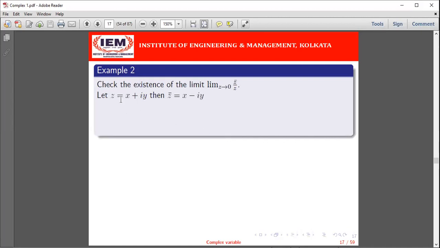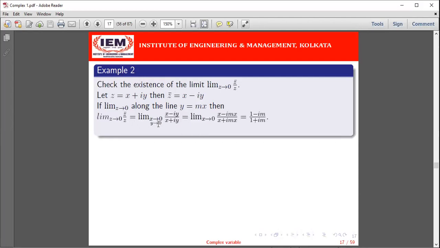So here z is x plus iy and z bar is x minus iy. So z tends to 0 means (x, y) tends to (0, 0). We can approach the point (0, 0) by the straight line y equals mx, because y equals mx satisfies the point (0, 0). So this path is valid. Now if the limiting value depends on the path, that is, if it depends on m, then it is not independent of path, so the limit doesn't exist. Otherwise we need to follow another method, the epsilon delta method, to show that the limit exists.